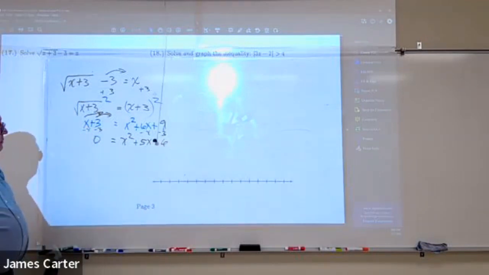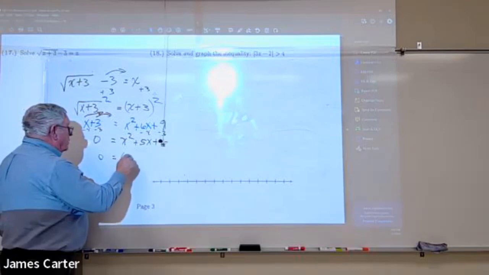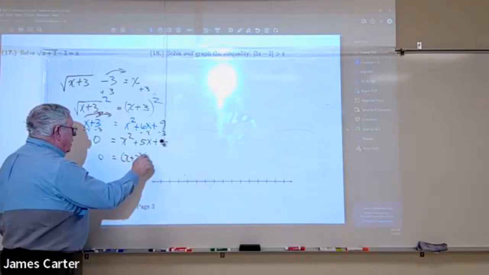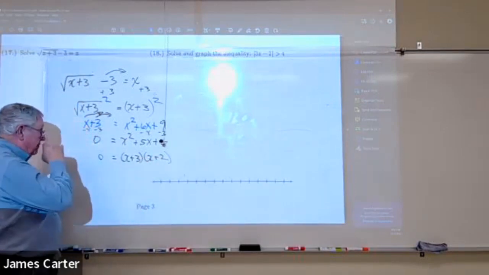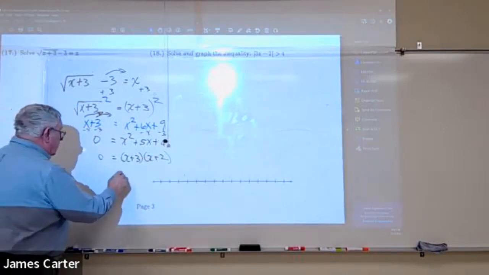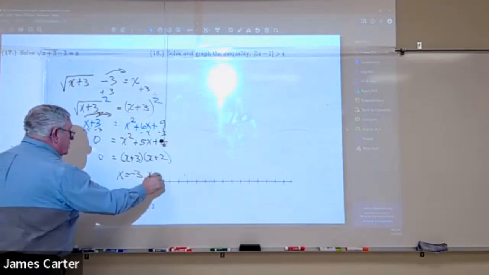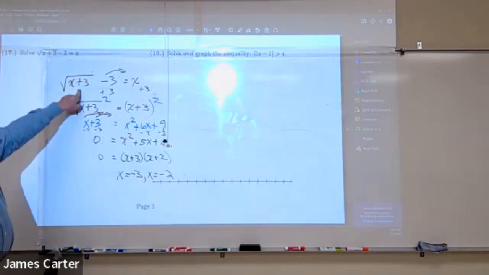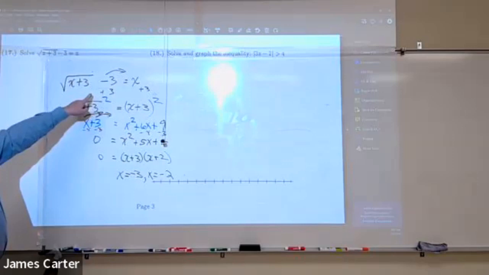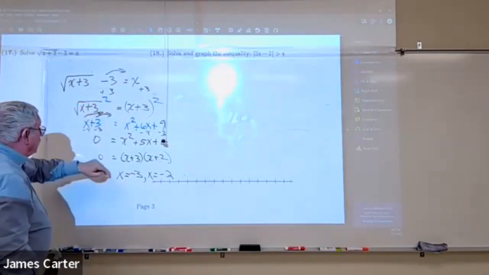Yeah, as a matter of fact, 0 equals (x plus 3)(x plus 2). So x equals -3, x equals -2. We do have to check this. Let's try the -3 first.